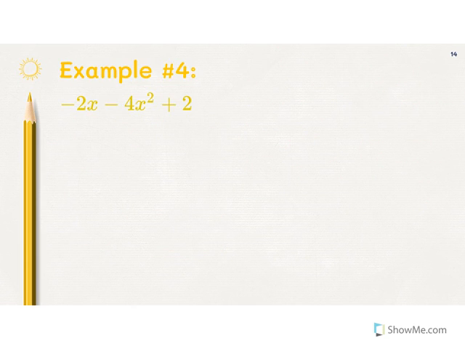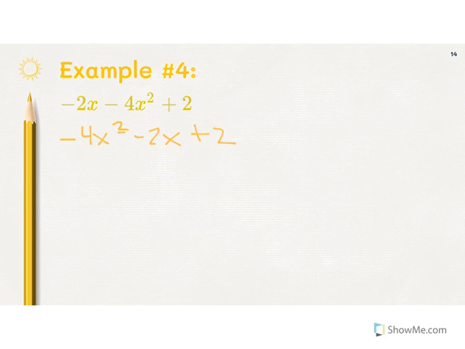Alright, our last example, you guys. So for this example number 4, we have a negative 2x minus 4x squared plus 2. It is not in standard form, so go ahead and put that in standard form there, minus 4x squared minus 2x plus 2.